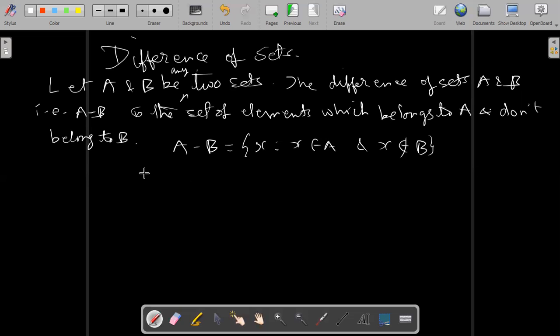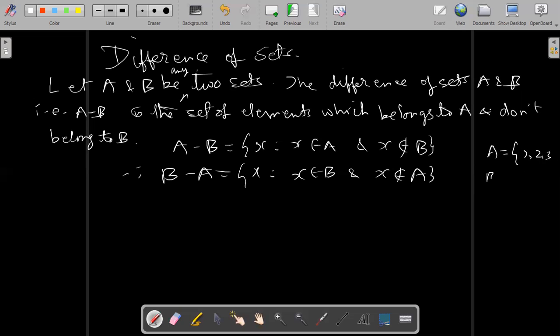We have to remove the elements. And similarly, if it is B minus A, from B you have to remove the elements of A. So here X belongs to B and X does not belong to A. All elements should be removed. So for example, A has elements 1, 2, 3, and B has elements 2, 3. So if we have to find A minus B, from A remove the elements of B, 2, 3, only 1 is left. If we have to find B minus A, from B we have to remove the elements of A, that is 2, 3, so nothing will be left.